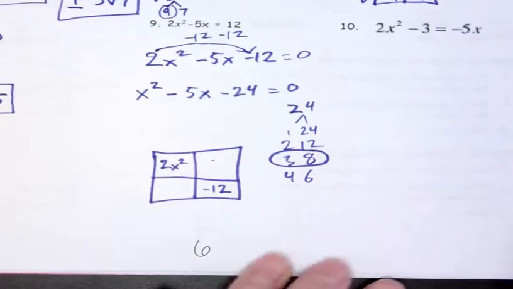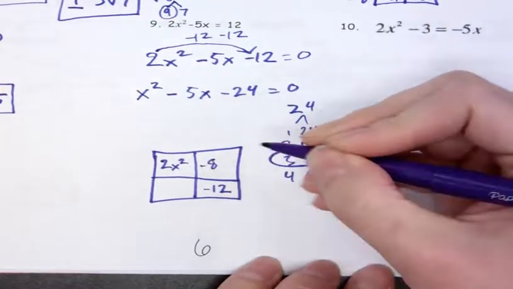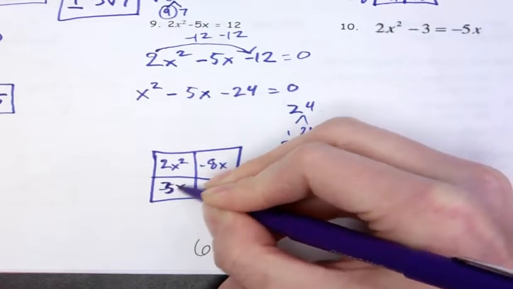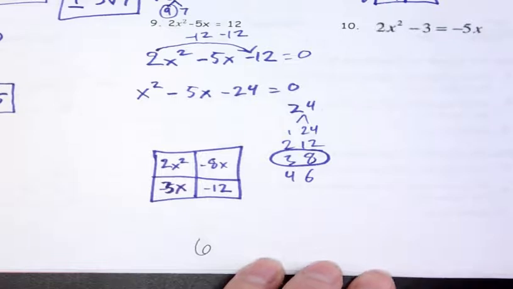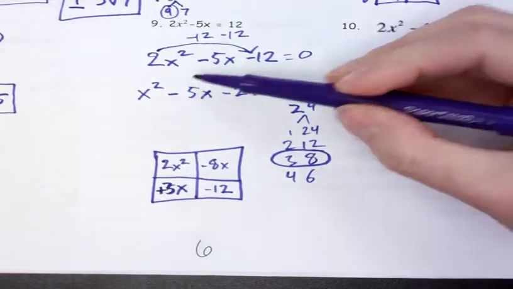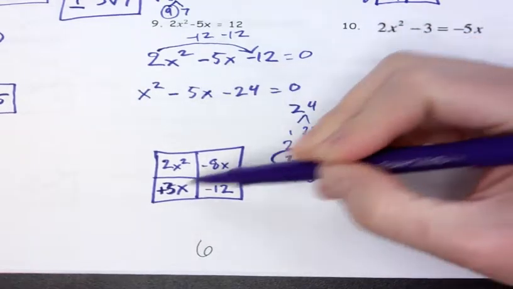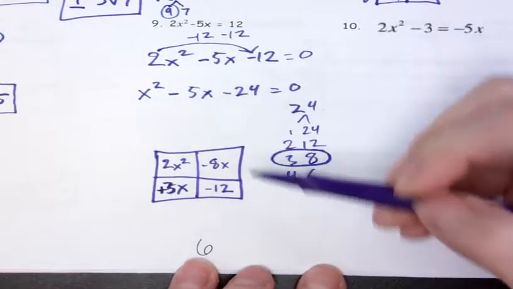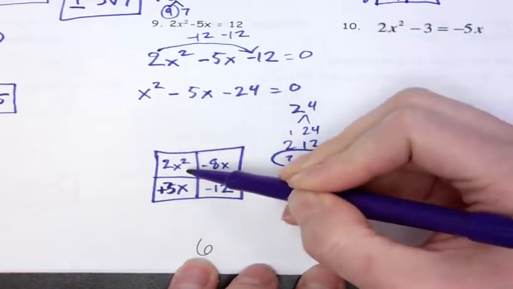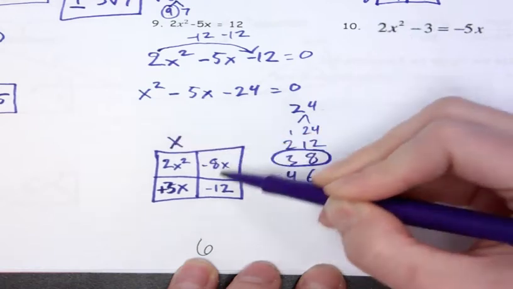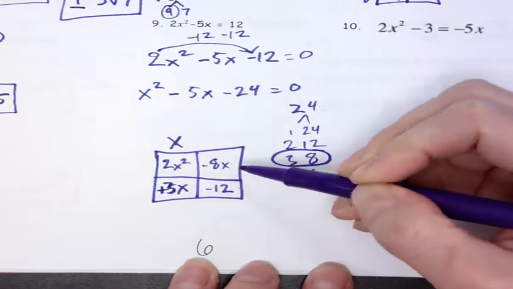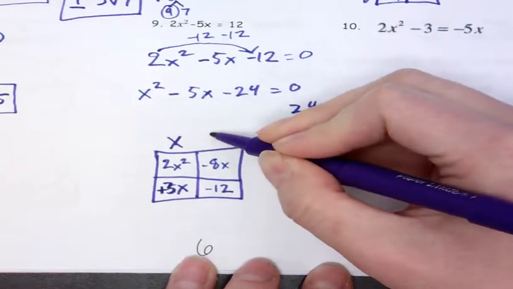Which one has to be negative? Negative 8. Okay, so those go in here. So negative 8x and negative 5x will be those, sorry, positive 3x. Okay, so I multiply first and last terms to figure out what goes in these boxes. And now I go ahead and see, so 2x squared and 3x, what's our like term there? Just x, right? Negative 8x and negative 12, what's there? 4 and positive or negative? Negative, right?